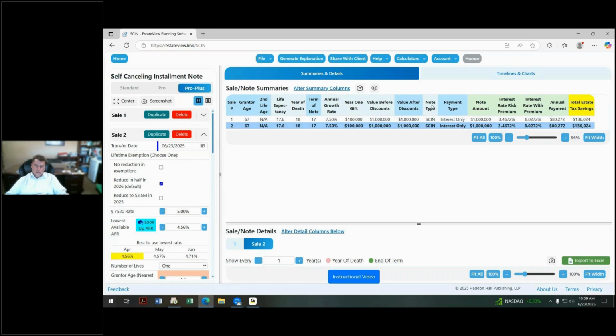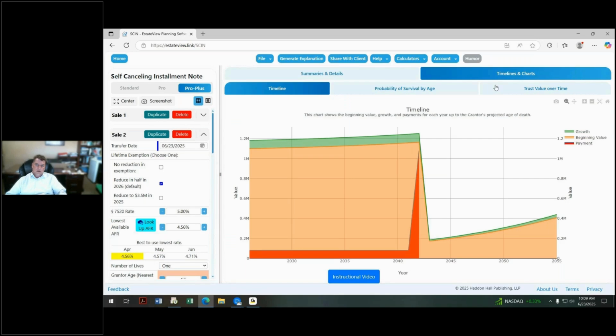The actual projections, with the timelines and charts, are something that you can go through and see the big benefit. For instance, this is showing the timeline and the value of the trust. You can see the trust, with the $1 million seed gift plus the $1 million sold to it, it's 1.1. We have it growing and growing and growing. And then in this situation, it needs to make the principal payment back. So that's why you can see that it's gone down to this level.